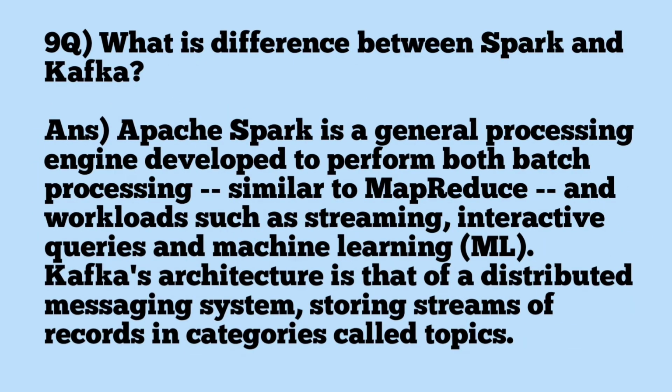What is the difference between Spark and Kafka? Apache Spark is a general processing engine developed to perform both batch processing similar to MapReduce and workloads such as streaming, interactive queries, and machine learning. Kafka's architecture is that of a distributed messaging system, storing streams of records in categories called topics.